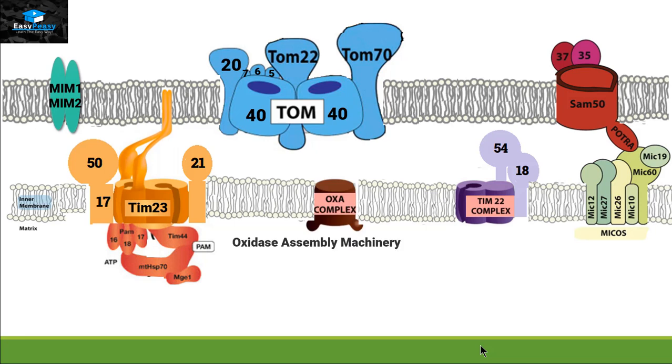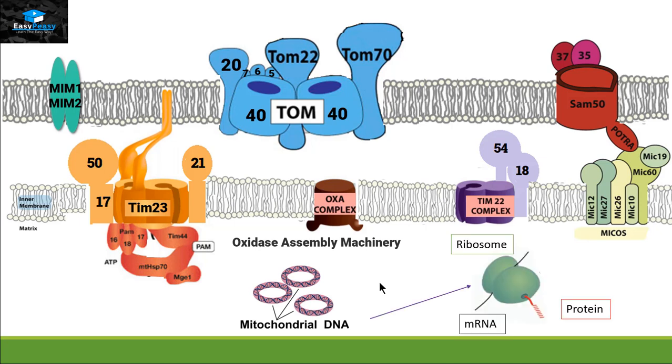Now Oxa1 stands for Oxidase Assembly Machinery. The function of the Oxa1 complex is to incorporate the protein from the matrix into the inner membrane. As we know, mitochondria have mitochondrial DNA present in the matrix, and it also has some ribosomes, so it can produce 1% of the protein inside the matrix.